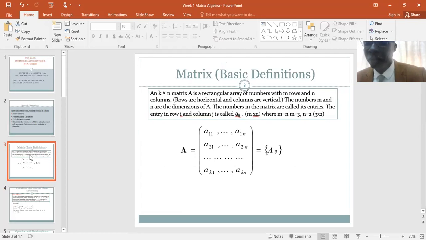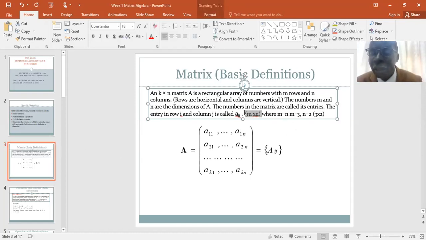Type 2. Square matrix. Let B, capital B, be a square matrix of order M by N, where M is equal to N. The number of rows is equal to the number of columns.